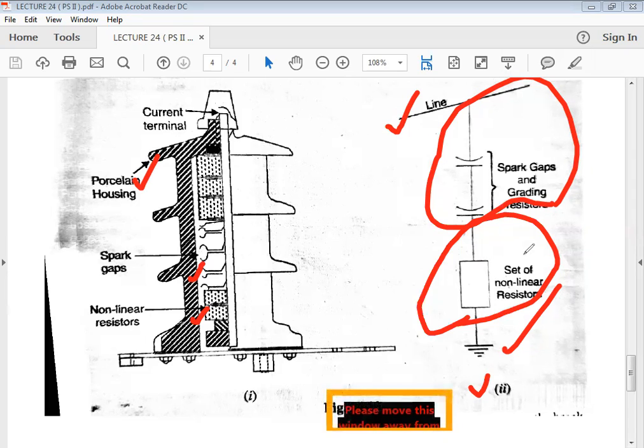So this is all regarding lightning arresters. Today we have concluded with lightning arresters. In the next lecture we will discuss the surge absorber.